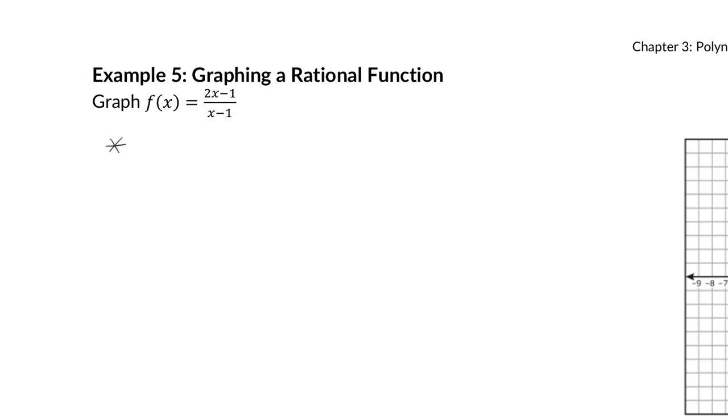We'll start by factoring the polynomial if possible. This one is not factorable, so it has no factored form. Actually, technically it's already in factored form. And since nothing matches on top and bottom, there are no holes for this graph. You get to fast forward through that step. Yay.